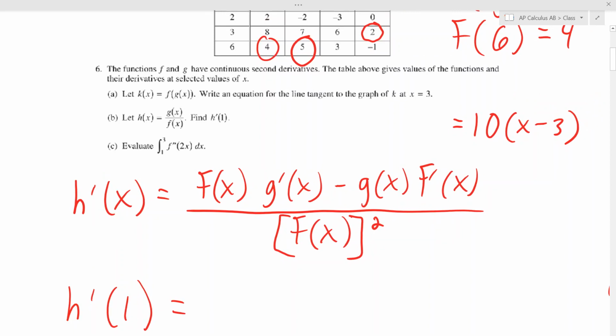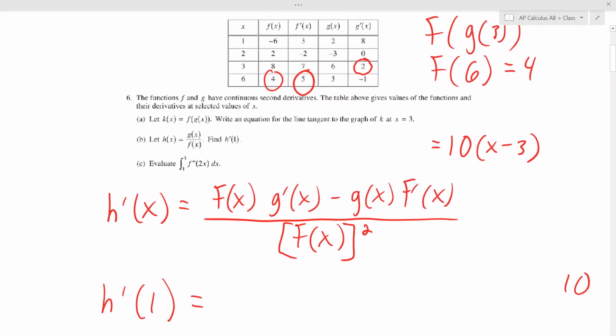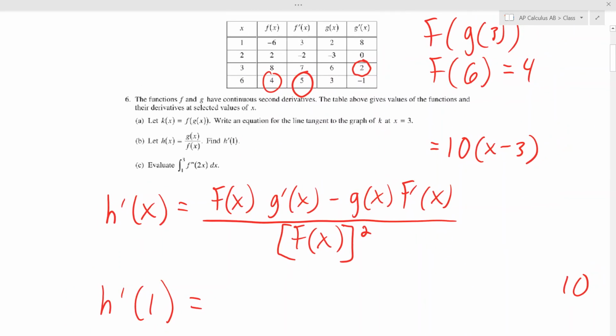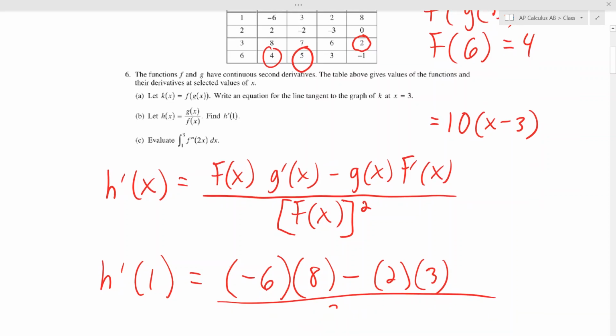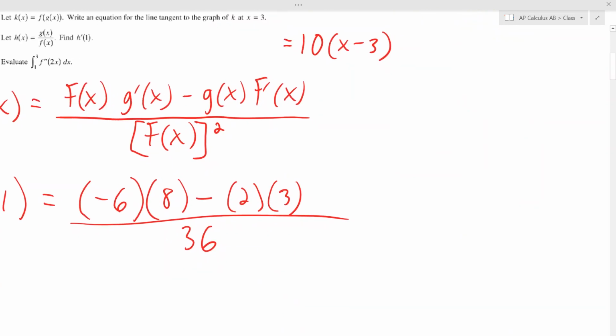We need H prime of 1, and I'm going to take these right off the table, okay? So F of 1 is negative 6. Please follow with me here. I have a tendency to mess things up here. So F of 1 is negative 6. That looks right. G prime of 1 is 8. Boom. Minus G of 1 is 2, and F prime of 1 is 3. That's all over F of 1 squared, which is negative 6 squared, which is 36. And you can just leave it like that.